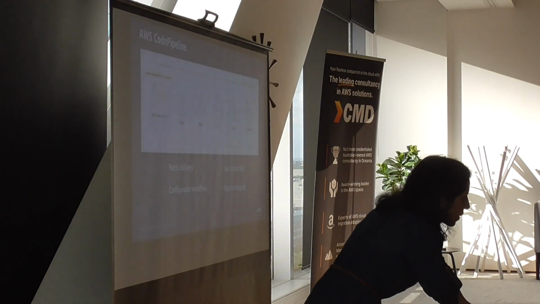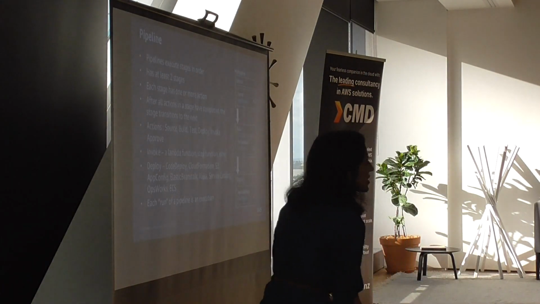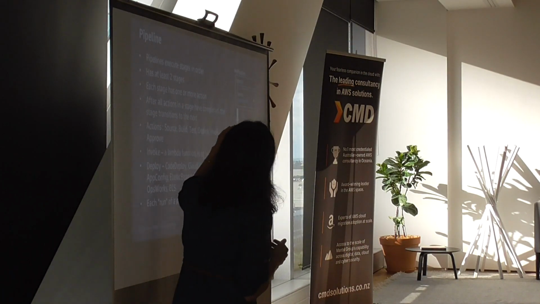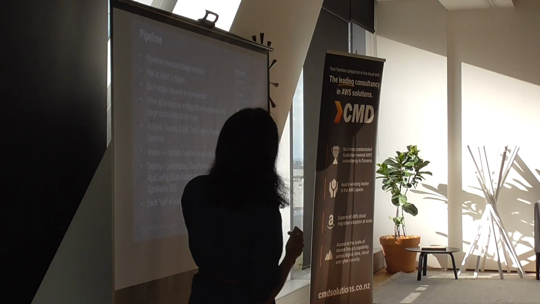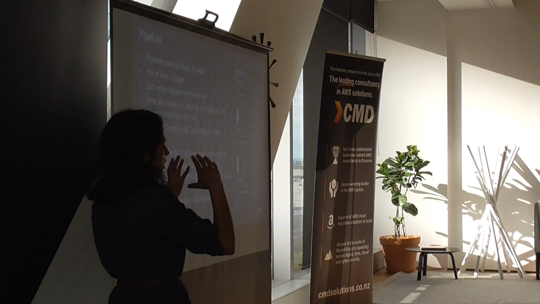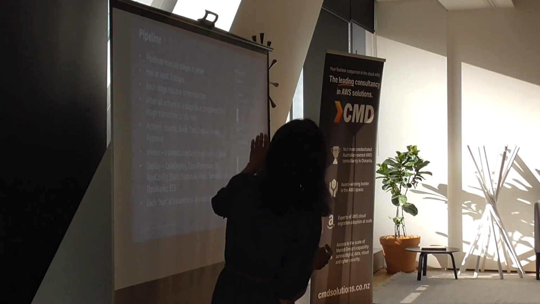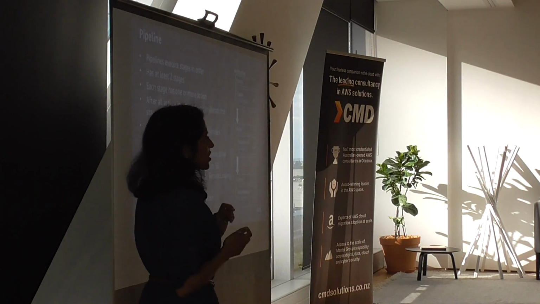And this is CodePipeline. And with CodePipeline, I'm just going to skip to the next slide. It consists of stages, right? And it executes stages in order. Each of the stages is nothing but a grouping of one or more actions. And a pipeline has to have a minimum of two stages.